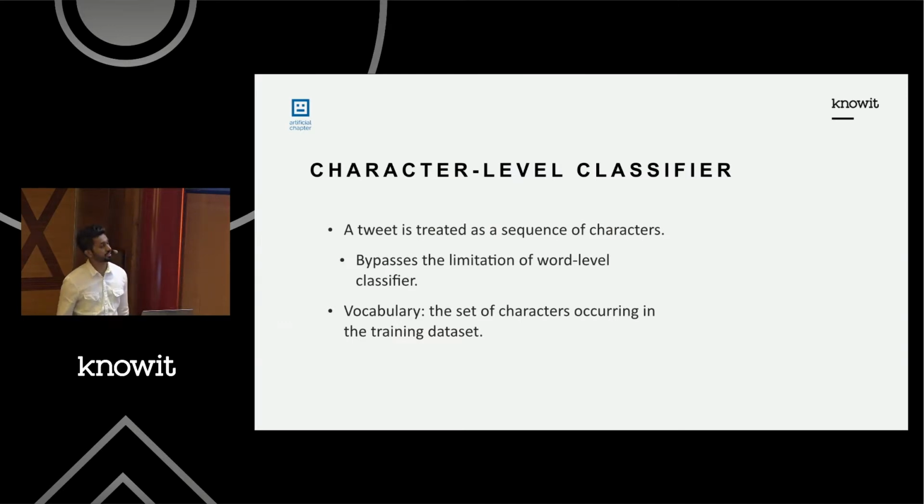So in the last model, we took it even further. We treated a tweet as a sequence of characters. So essentially, we broke down words to even smaller building blocks. This bypasses the limitation of the word level model because now you can create a vocabulary which contains characters that occur in your tweets. And it's a lot easier to make a mapping of this because there aren't that many characters in the English language which you use in text, right?